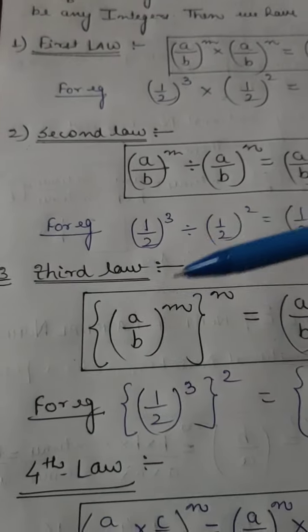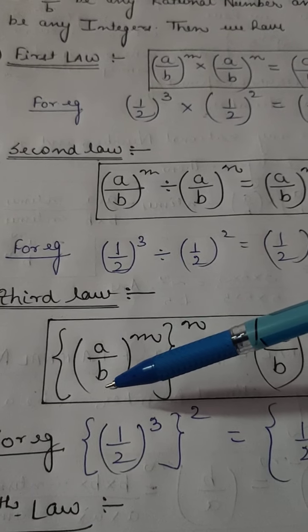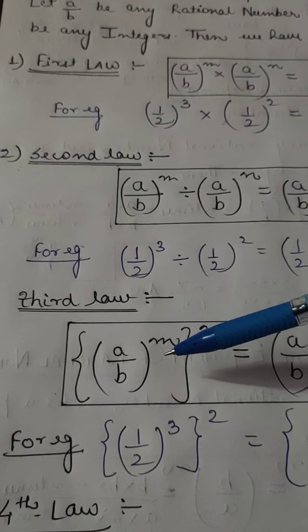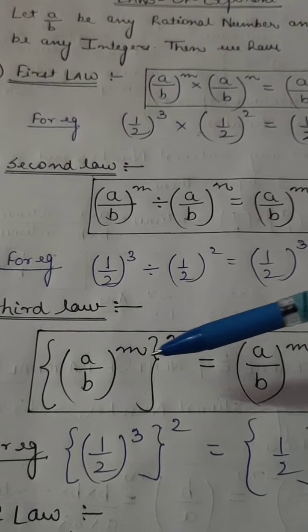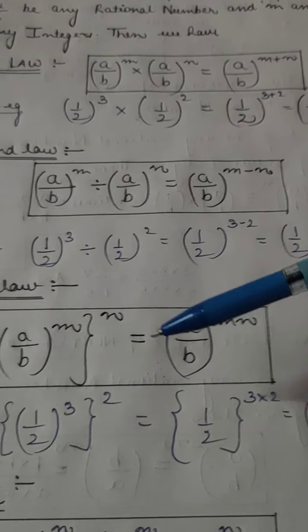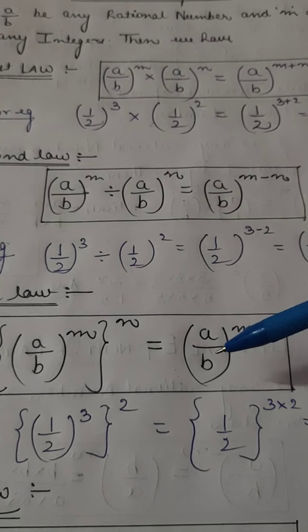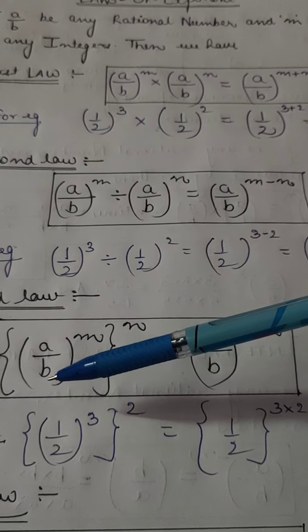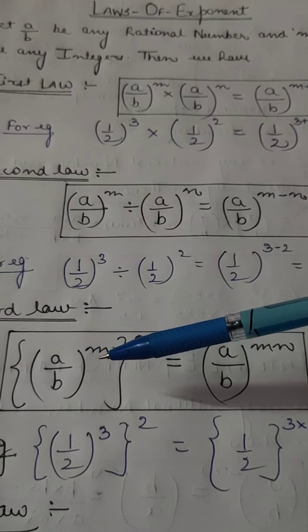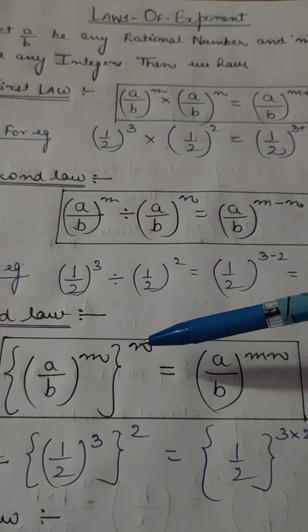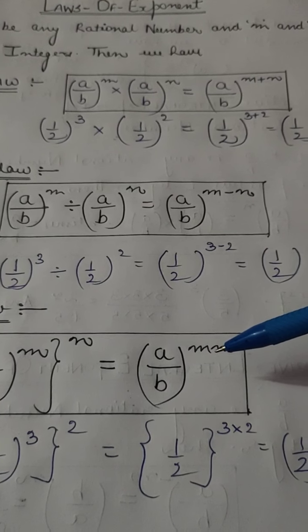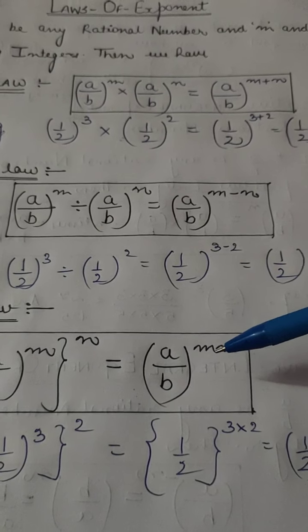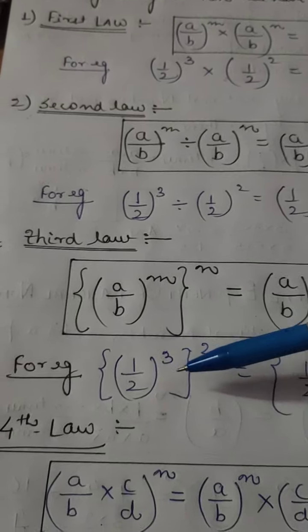Next, the third law states that if a given rational number is raised to some power and overall it is raised to some other power, then their powers get multiplied and the rational number remains as it is. For example, here a/b is the rational number and it is first raised to the power m and then raised to the power n. Then their powers in the result are multiplied. Here mn is multiplied.